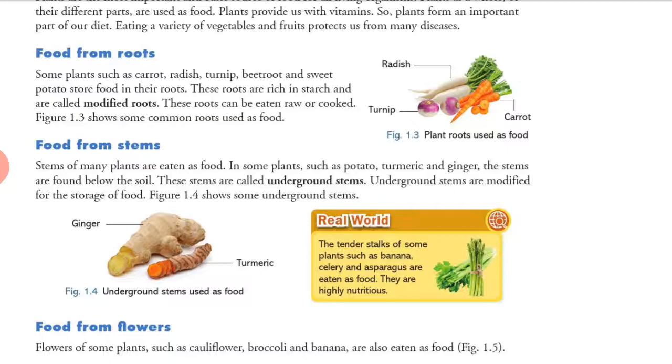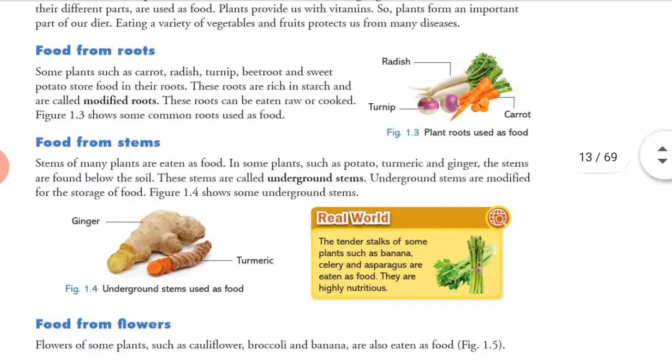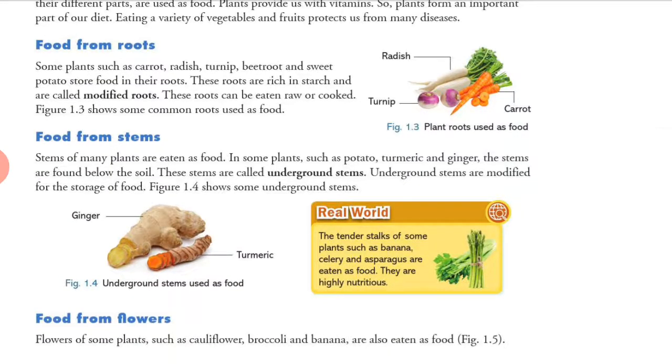Okay. Food from the stem. Stems of many plants are eaten as food. In some plants such as potato, turmeric and ginger, stems are found below the soil. Below the soil, these stems are called underground stems. Underground stems are modified for the storage of food. You can see in the figure also, ginger and turmeric are shown over there.